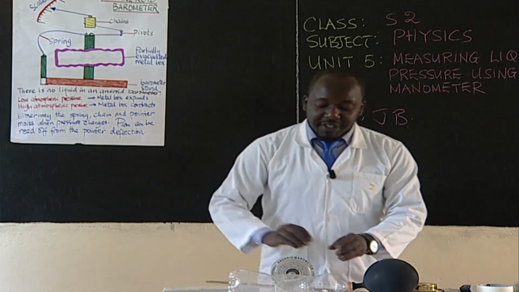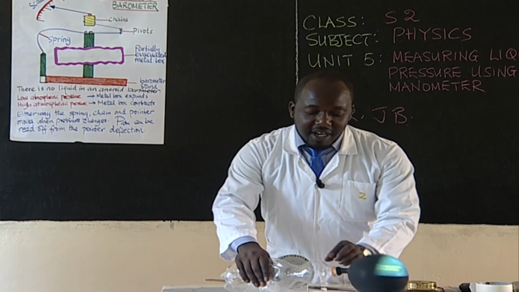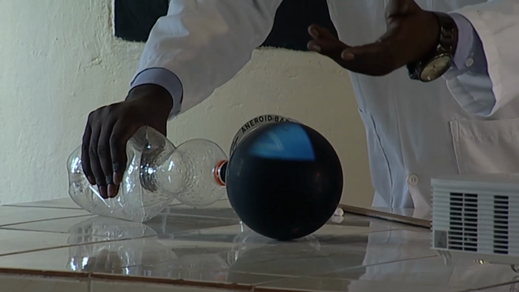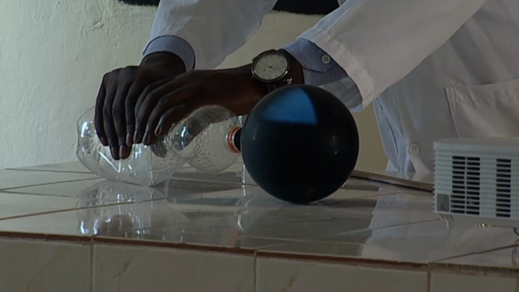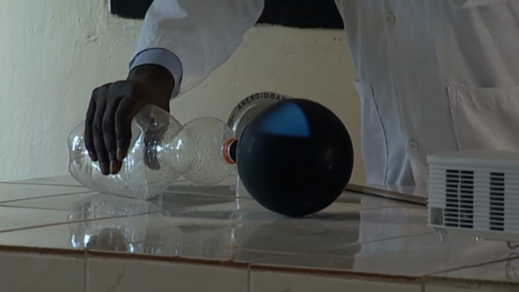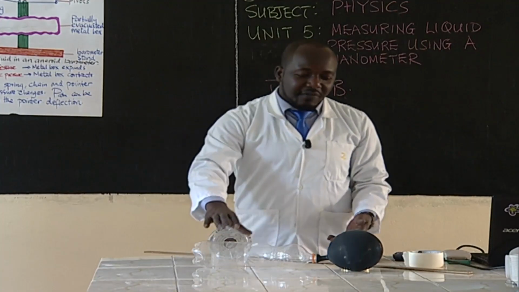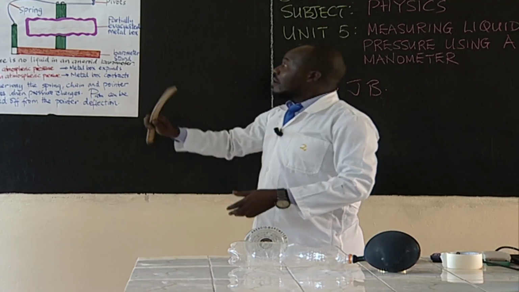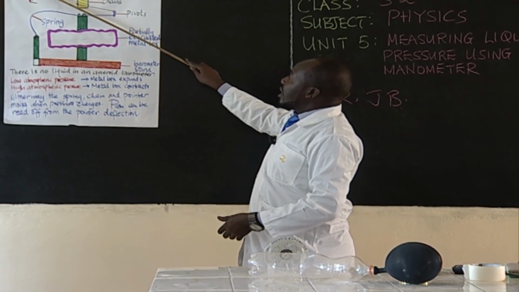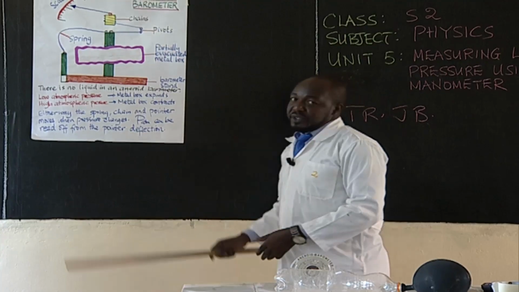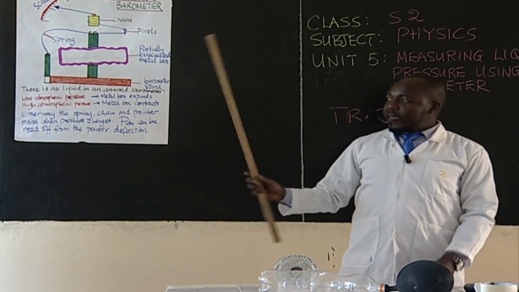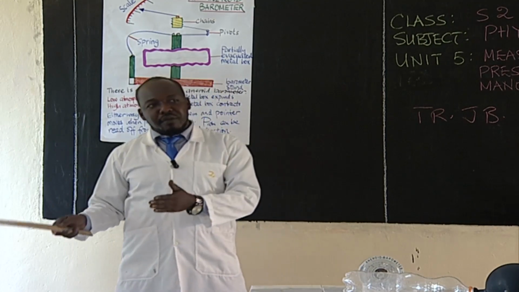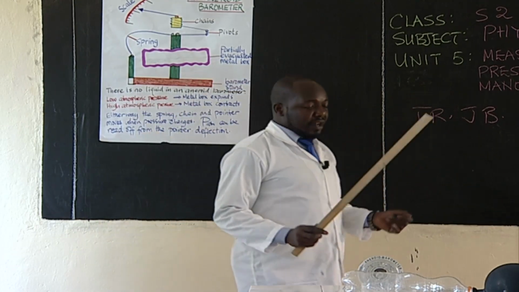And as the box changes its size, it means any other metals, chains, and pointers and so on, which are connected to the metal box can also move. And their movement is reflected by the scale. And so the amount of movement, the amount of deflection will give us the pressure at that point. That's something we have been able to look at. And then finally, we are able to look at the differences between mercury barometer and aneroid barometer.